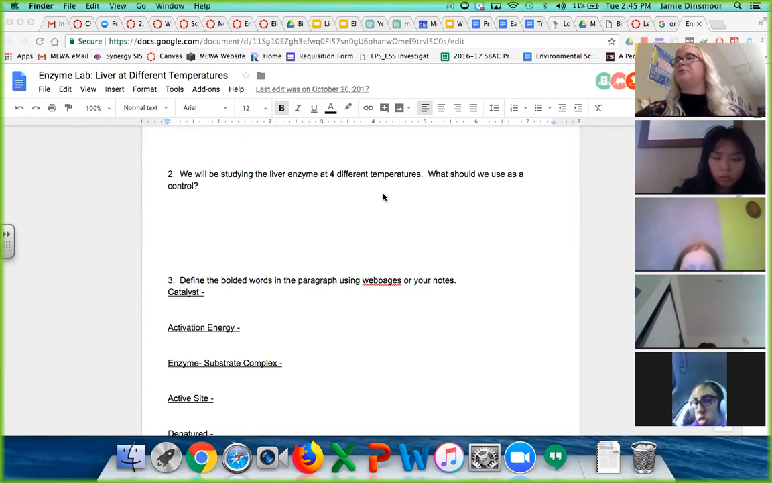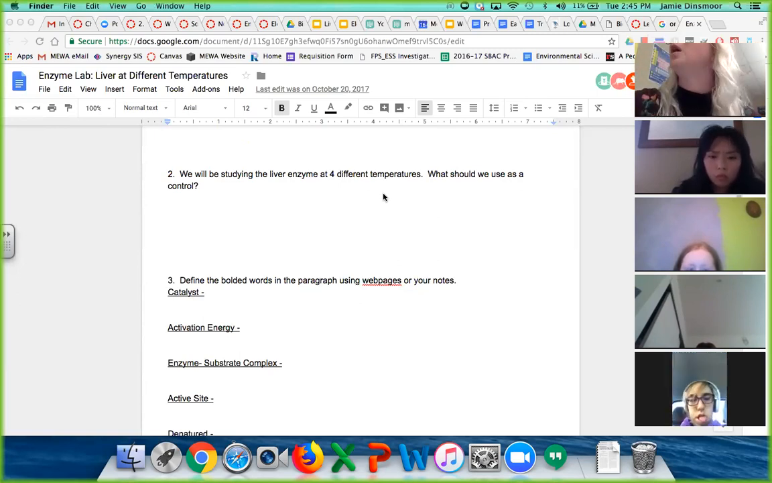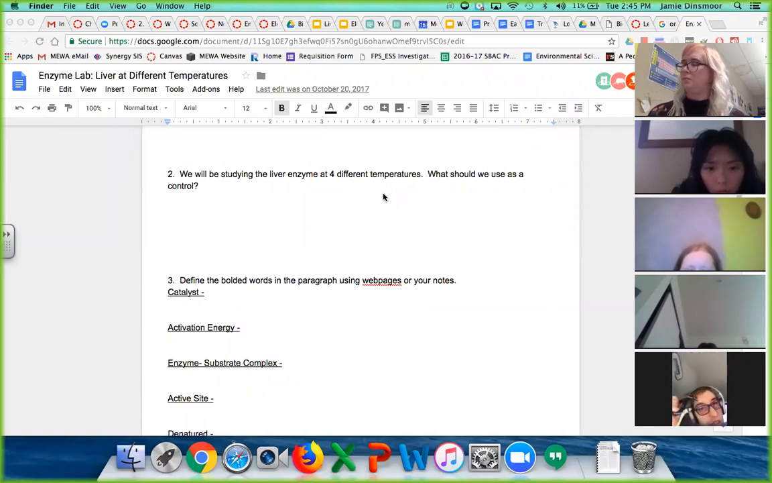And we're going to have a piece of liver at a cold temperature. In this case, it's chilling in some ice. Actually chilling, literally. So would any of those be a control, or would we do something else as our control? What do you guys think? What is the purpose of a control anyways?